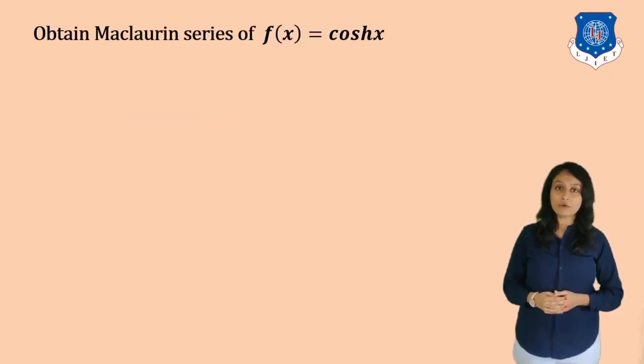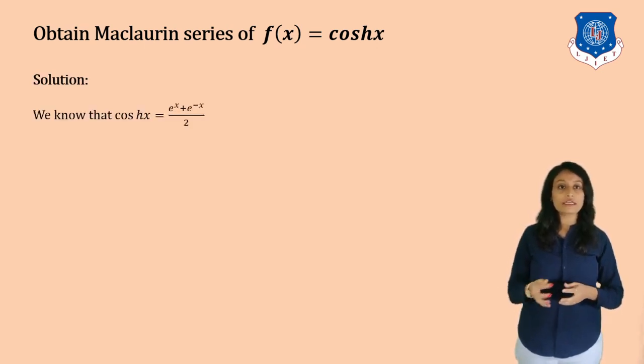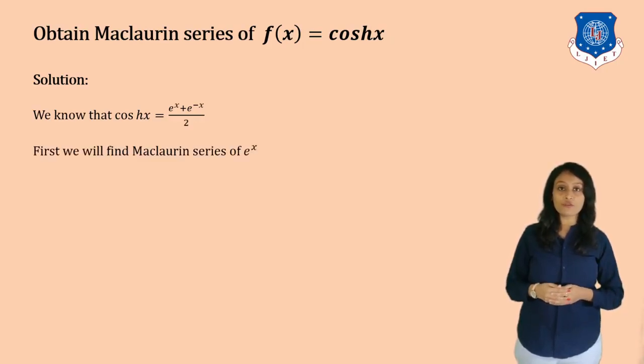Now let's see one more example, that is Maclaurin series of function f(x) equal to cosh x. Now we know that cosh x is (e^x plus e^(-x)) upon 2. So in this example, first we will find the Maclaurin series of e^x, then we will find Maclaurin series of e^(-x) using e^x. Later we will add them and divide by 2 to get the answer of cosh x.